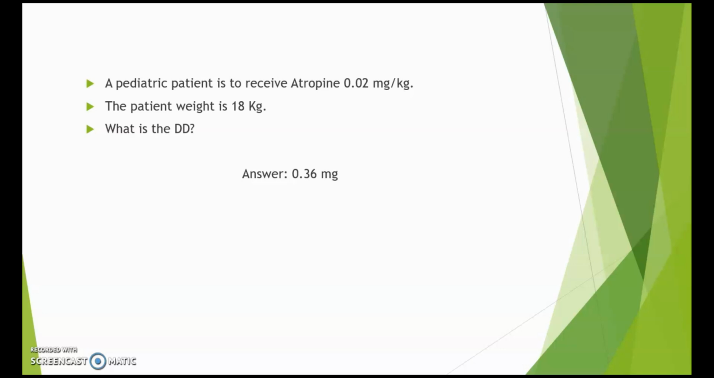A pediatric patient is to receive atropine 0.02 mg per kilogram. The patient weight this time is 18 kilograms. Okay, so what is the desired dose? Same calculation, and the answer is 0.36 mg.